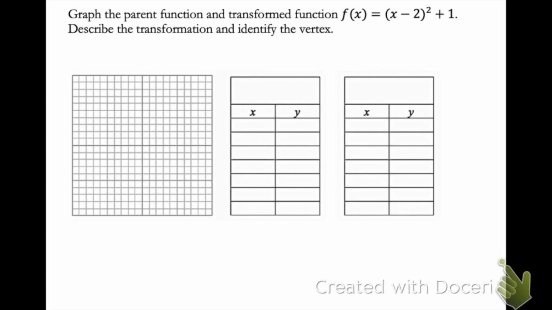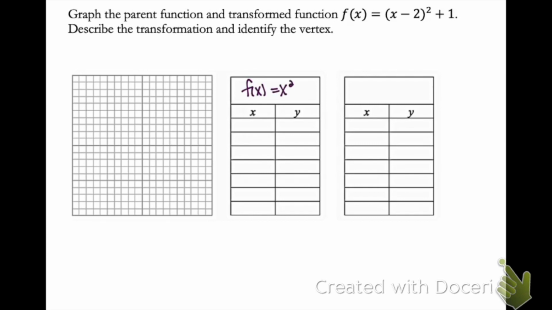Graph the parent function and the transformed function. Describe the transformation and identify the vertex. Okay, to graph our parent function first, I'm going to use this first table. I'm going to write the equation in that box on the top. So f of x equals x squared is my parent function.